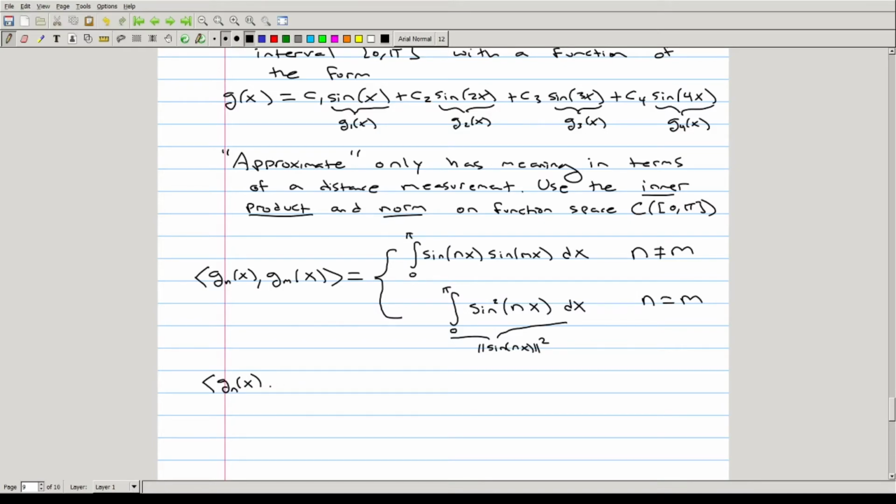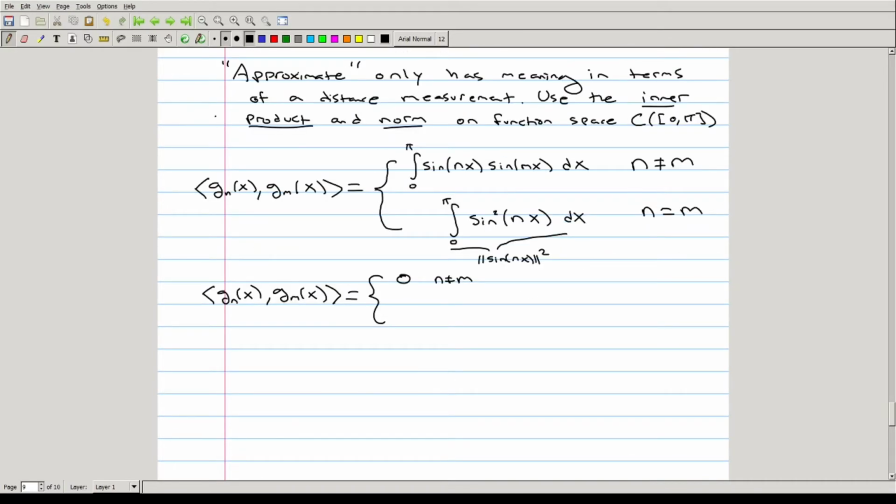So it'd be good practice for you to go through and get these values, both of these integrals. But this integral will always be 0 when n is not equal to m. And this integral, the inner product of gn and gm, we don't really actually want to include n and x here, so we can simplify our notation, kind of shorten our notation a little bit.